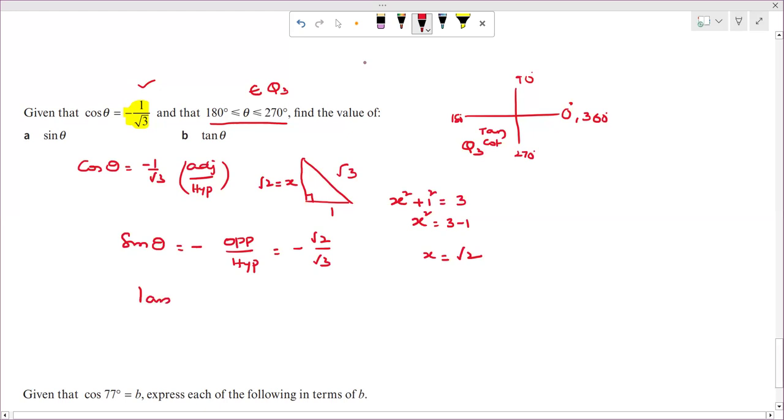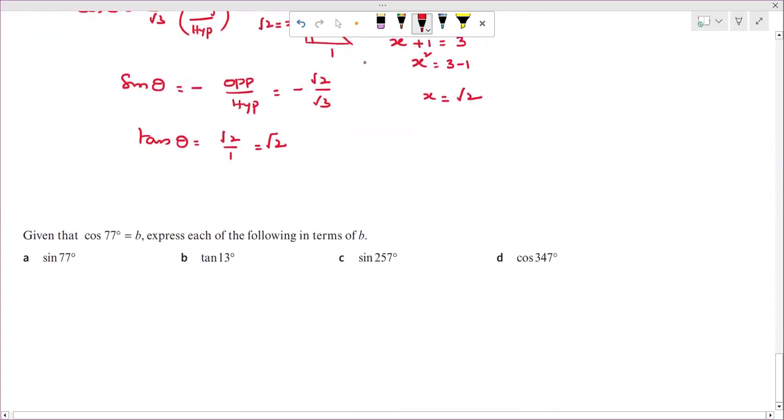Now tan theta is positive here. Opposite by adjacent, so root 2 by 1 is root 2. So this is how we have to simplify. First of all, you need to check whether the value is given positive or negative. Let us see one more question based on this.